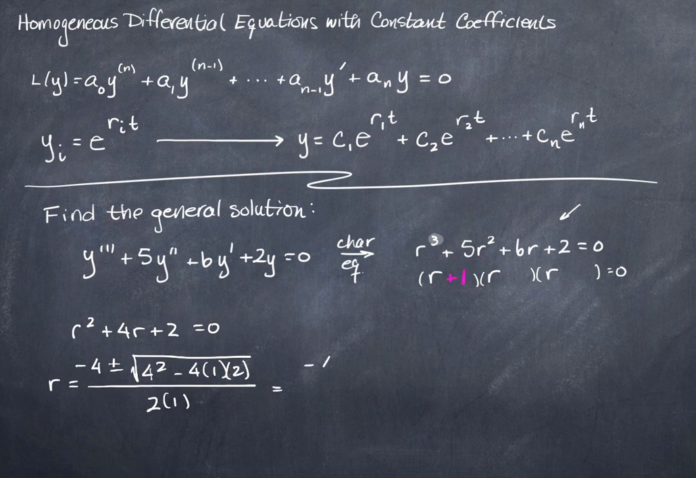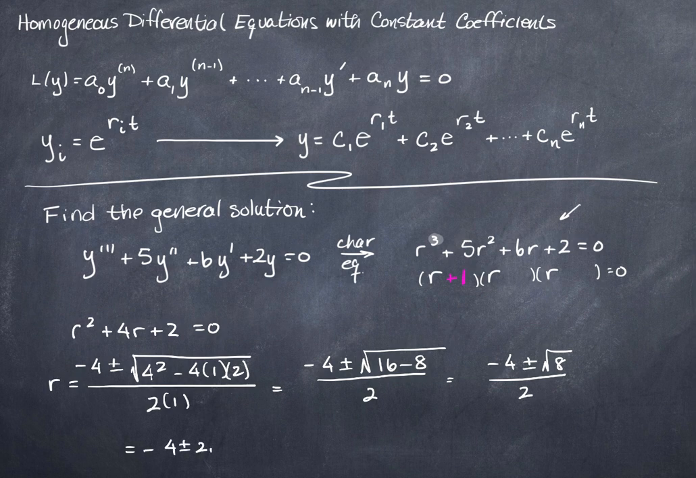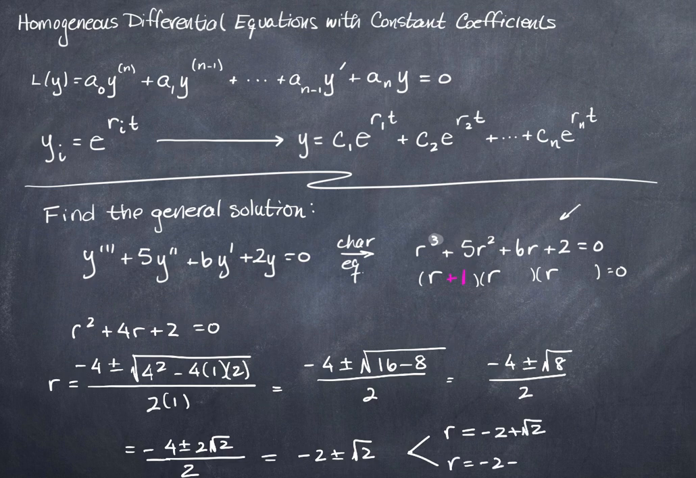I do the arithmetic here. I get negative 4 plus or minus the square root of 16 minus 8 all over 2, just negative 4 plus or minus the square root of 8 all over 2, which is negative 4 plus or minus 2 root 2 all over 2, and everything's divisible by 2, so that gives me negative 2 plus or minus root 2. So my two solutions to the quadratic part of the characteristic equation are r equals negative 2 plus root 2 and r equals negative 2 minus root 2.